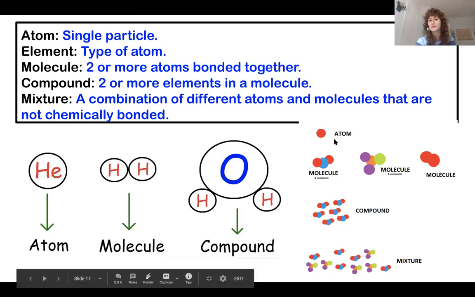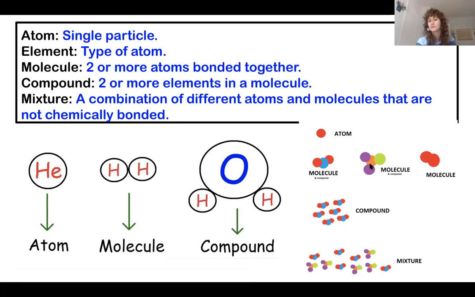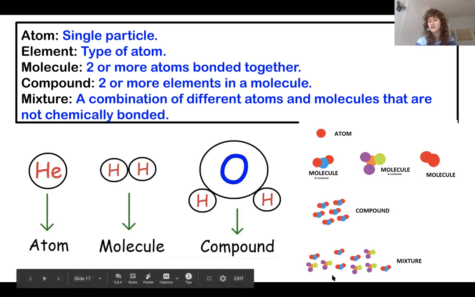So let's look over here. So we have single atoms, and we have a couple atoms in molecules. So molecule, molecule, molecule. And these are all compounds because they all have different colors in them. All right, so these are compounds, and they're molecules too. This is a molecule and a compound. This is a molecule and a compound. Now this down here is a mixture because we have different types of molecules mixed together, but they're not chemically connected. They're not chemically bonded.